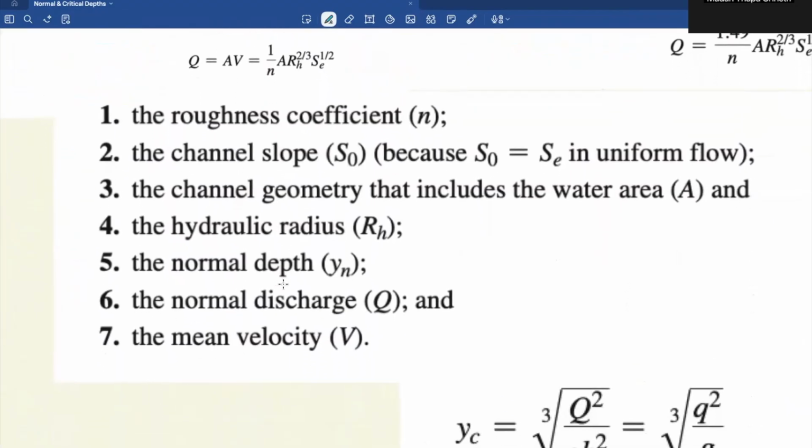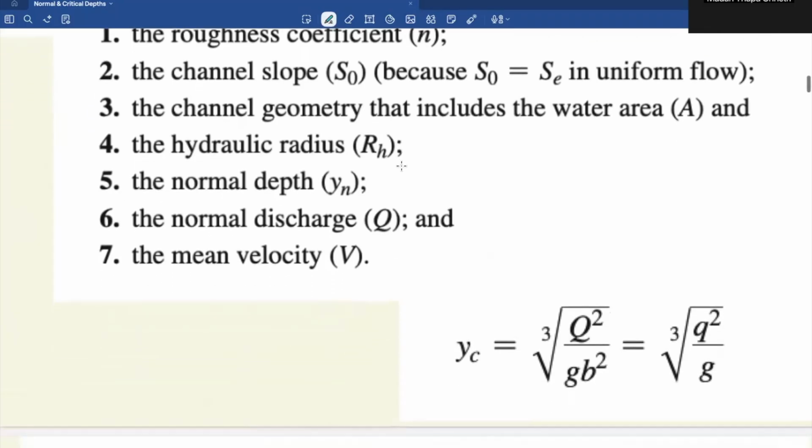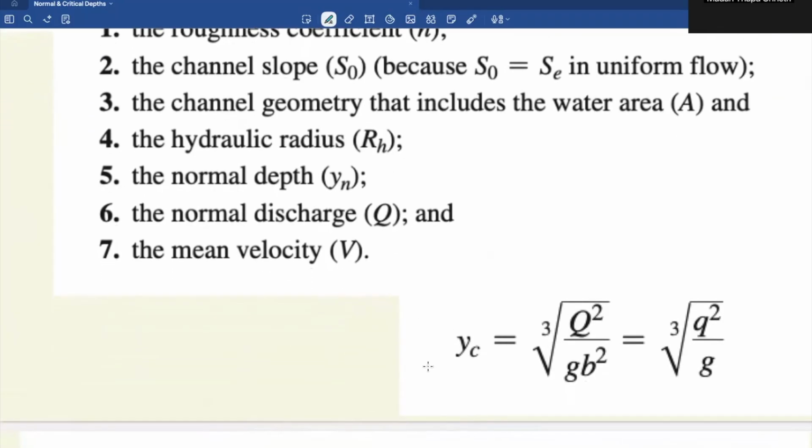In uniform flow, water depth stays constant along the channel. This means the bottom slope equals the energy grade line slope S_e. The depth under this condition is called normal depth. And for critical depth, we will be using this formula for a rectangular channel.